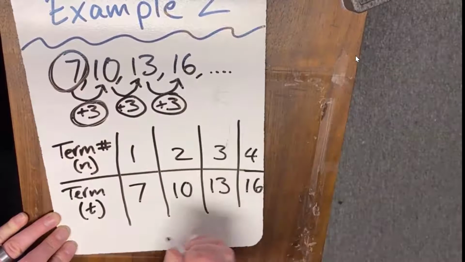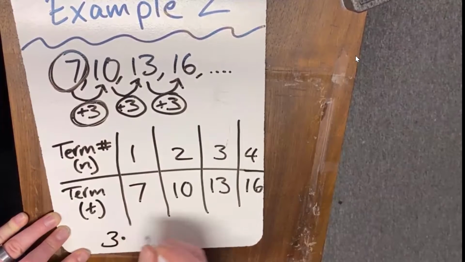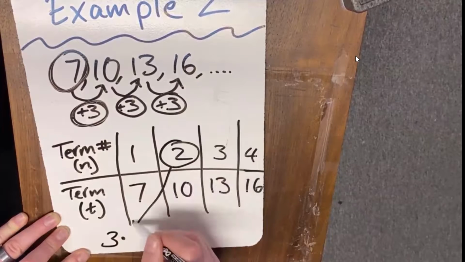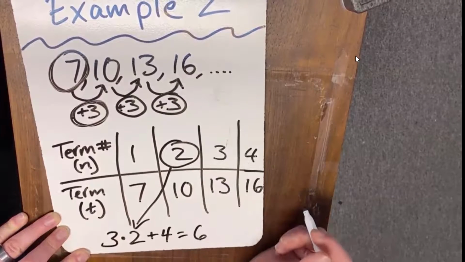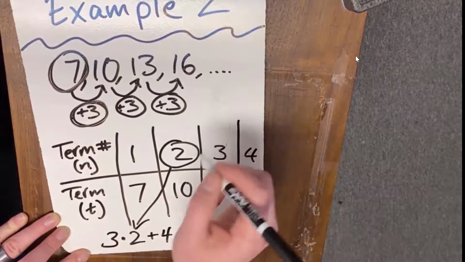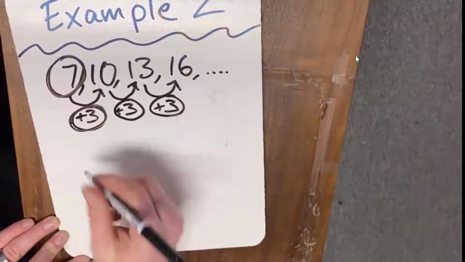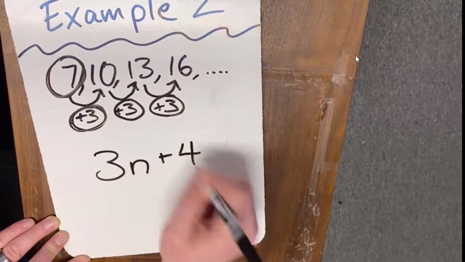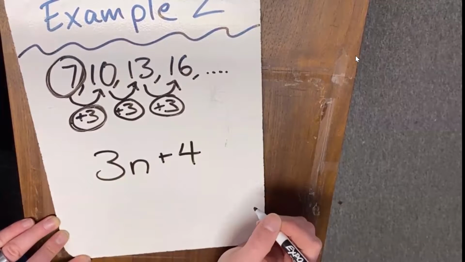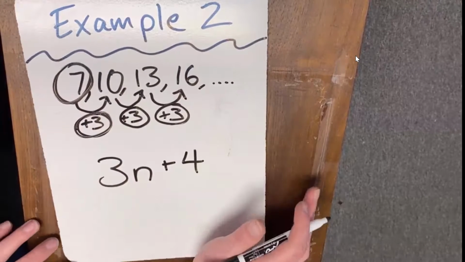So let's try for the second term. If I had 3 times now 2, because it's my second term, that's going to be 6 plus 4, that's going to be 10. All right, so my equation is 3n plus 4. All right, it'll take a little bit of practice getting used to this.